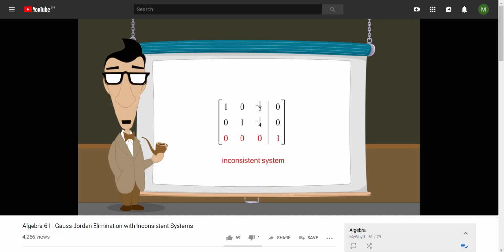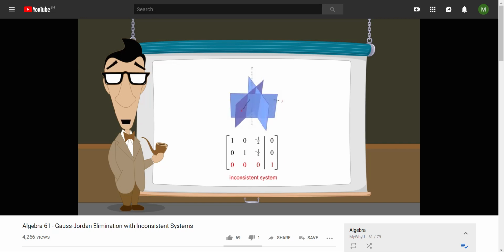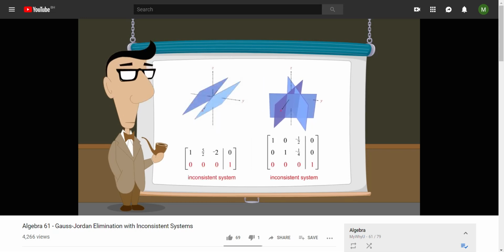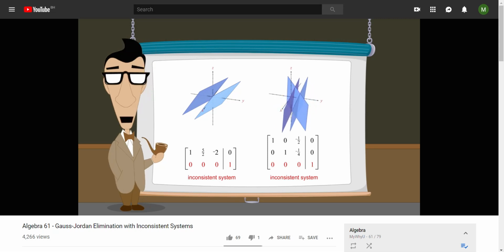But considering that this system contained no parallel planes, how did we end up with the same type of result as the system which contained parallel planes? Surprisingly, during the process of Gauss-Jordan elimination, two of the planes in the system became parallel. So why did the planes described by rows 2 and 3 become parallel?